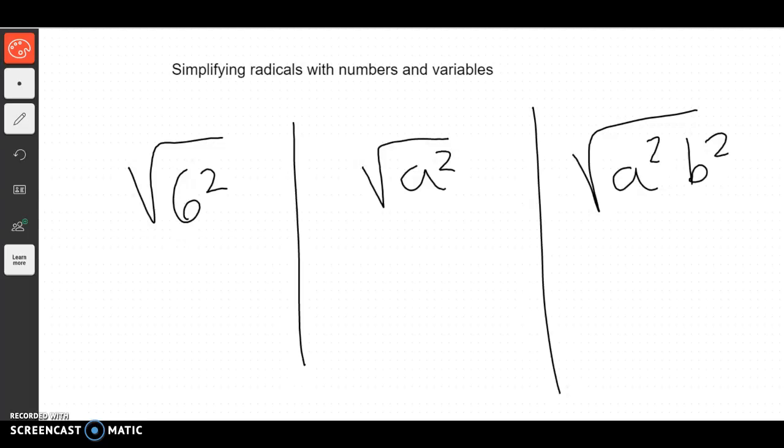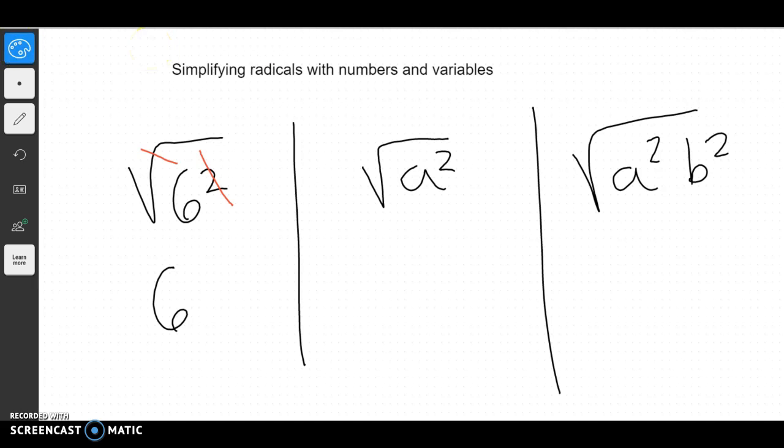Okay, so today we're going to figure out simplifying radicals with numbers and variables. And to start out, we want to think about what raising something to the second power does when we're square rooting that number. If you remember last time, we said something to the second power and a square root will cancel because they're opposite operations. So in this example, the square root of 6 to the second means our answer would just be 6, because the square root and the square will cancel.